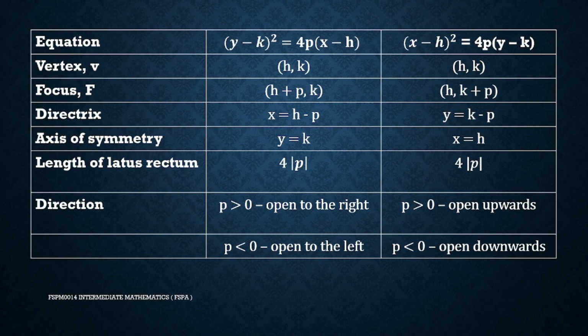As for the upwards and downwards curve, the equation is (x - h)^2 = 4p(y - k) and the vertex is (h, k), the focus is (h, k + p), directrix is y = k - p, axis of symmetry is x = h and the length of latus rectum is 4|p|. For direction, if p is larger than 0 it will open upwards and if p is smaller than 0 it will open downwards.